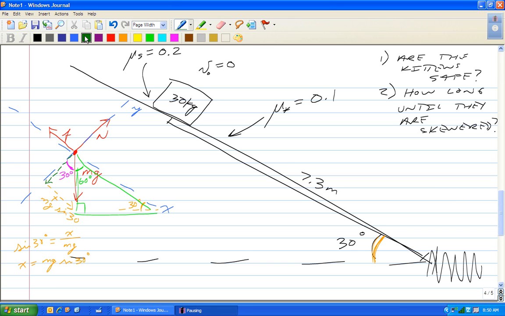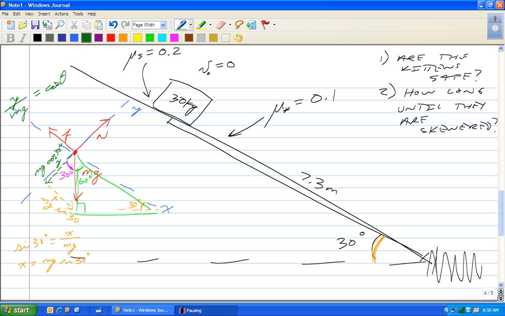Similarly, we can do the green, and it's mg cos 30 degrees. If we called it y, you can call it whatever we want, but if we called it y, again, slow motion, cosine of theta, or 30 in this case, is adjacent over hypotenuse. Therefore, y equals mg cosine theta. Okay?